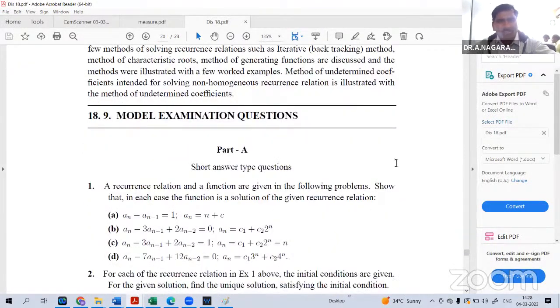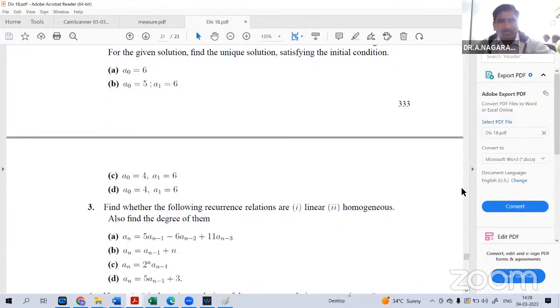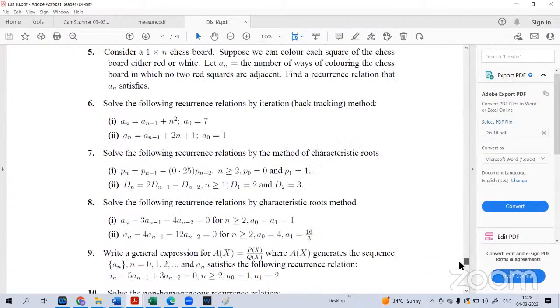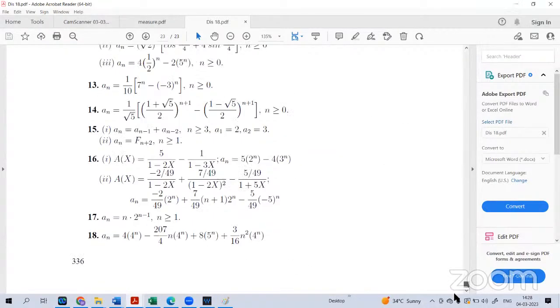These are model questions, and at the bottom you can solve them. These are the problems, and the answers are also at the bottom. You can see them. Any more queries?